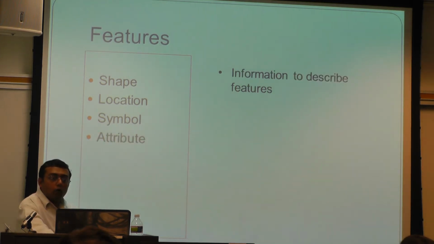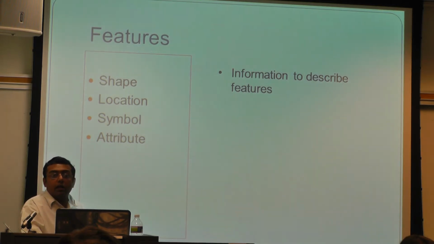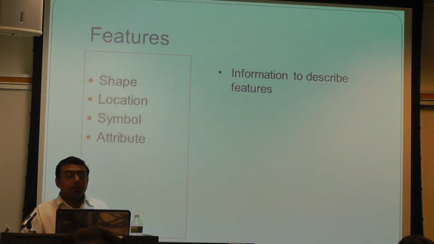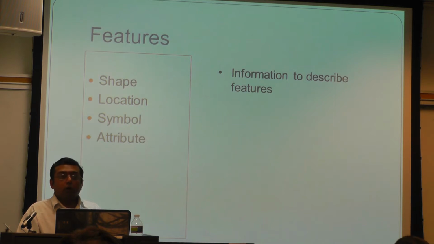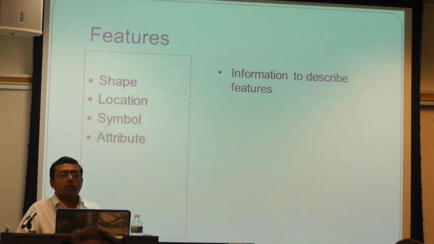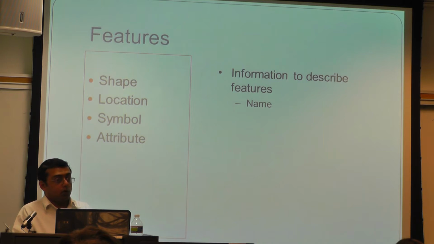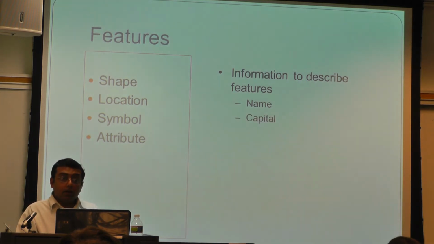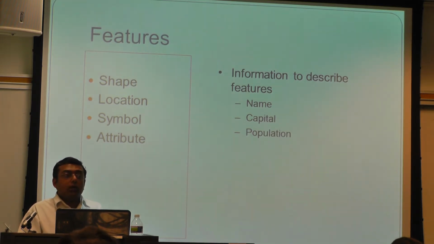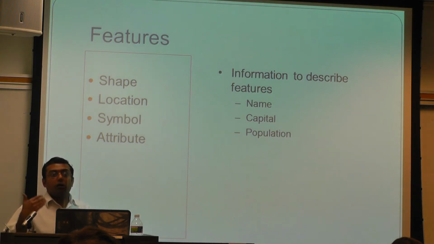And lastly, the 4th component of a feature is attributes. And this is basically information to describe features. To give you another example of attributes, think about a polygon, which is like a US state. What could be possible attributes of a US state? For instance, you can have the state name as a possible attribute. You could have the state capital as a possible attribute. And you could have the state population as a possible attribute. So all these different attributes come under features.